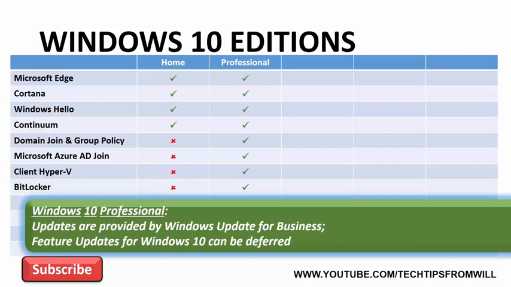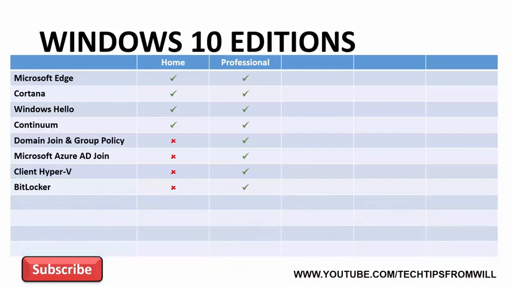When feature updates are deferred, this essentially means that when Microsoft releases brand new features for Windows 10, these features will not be downloaded or installed for several months. This does not affect security updates, however. With Windows 10 Professional, security updates are installed in the same manner as Windows 10 Home Edition. Security updates are always downloaded and installed automatically, and there's nothing that can be done to prevent this.